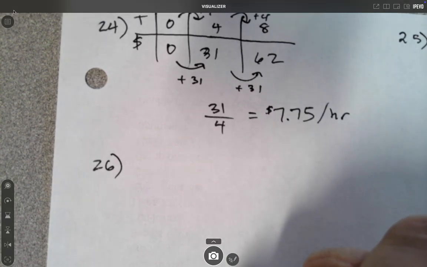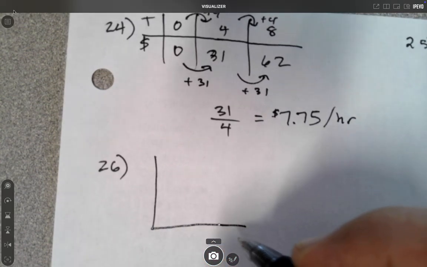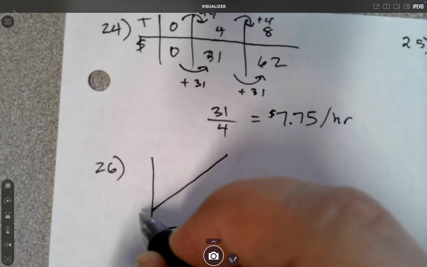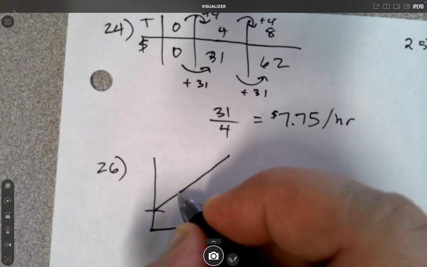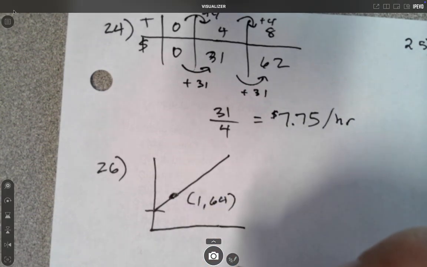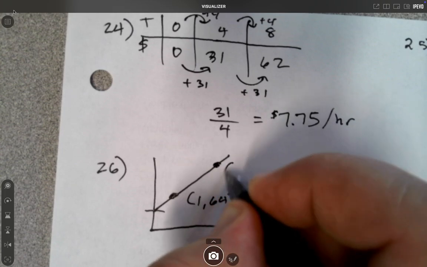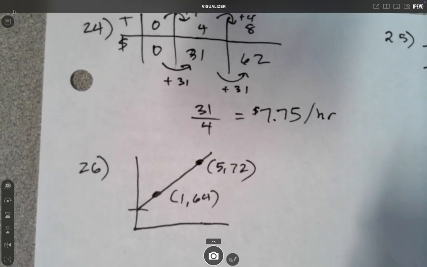Okay, 26 has a graph. It says the temperature one day is shown in the graph. Find the constant rate of change and interpret its meaning. So I will just give a rough sketch, and you've got your book, you can tell. You can tell on the graph, it goes, for example, hits the point 1, 64, and it also hits the point, say, 5, 72. And if you pick different points than me, that's fine. That's just the two I picked, so I don't have to recreate the whole graph here.